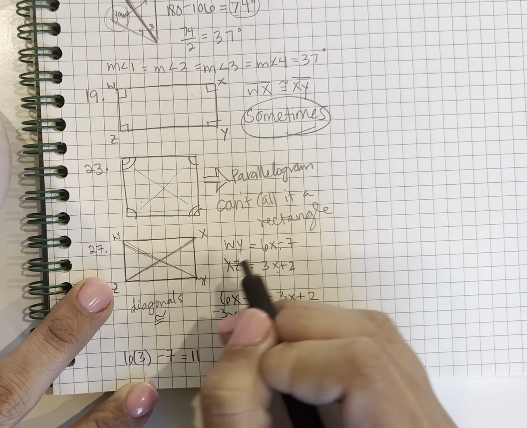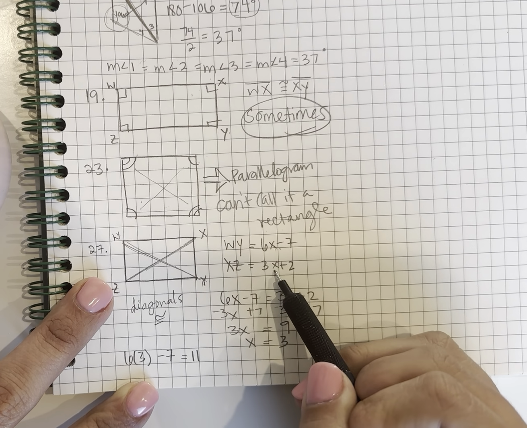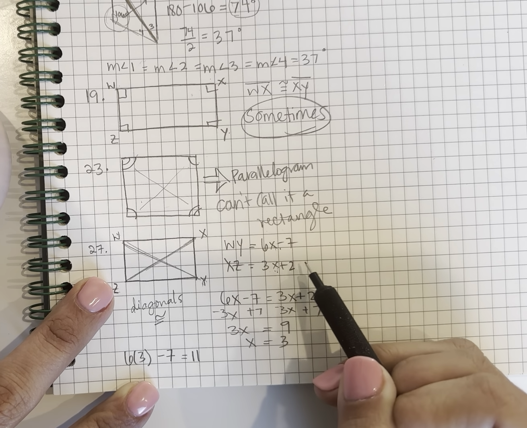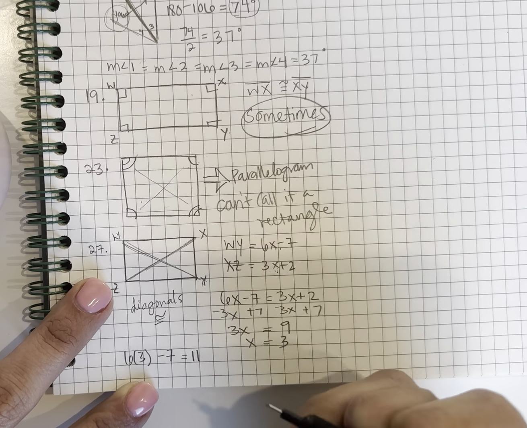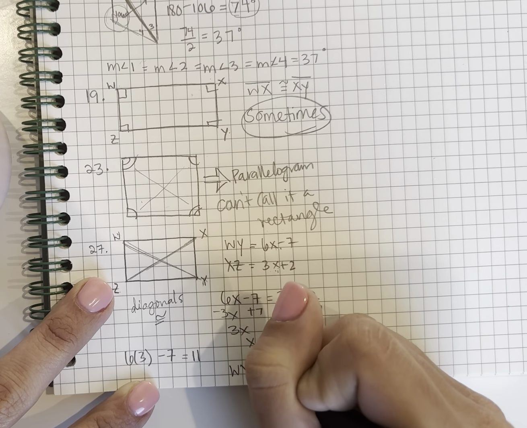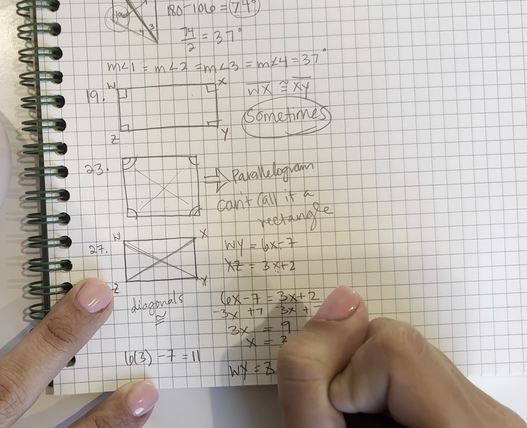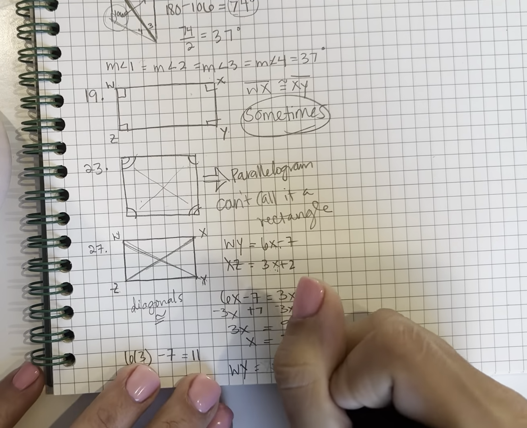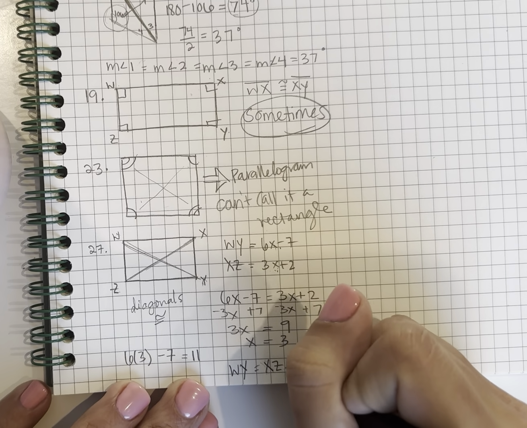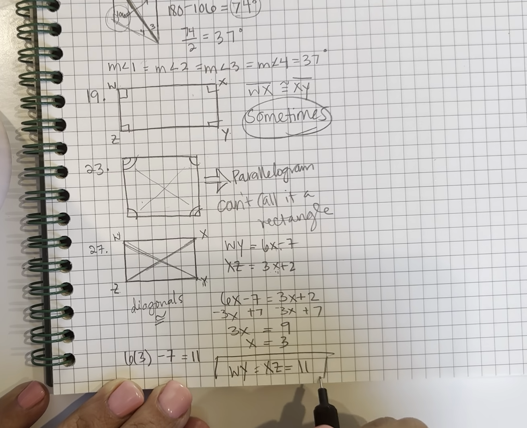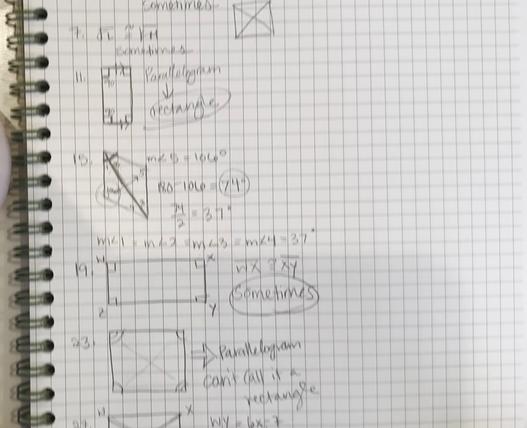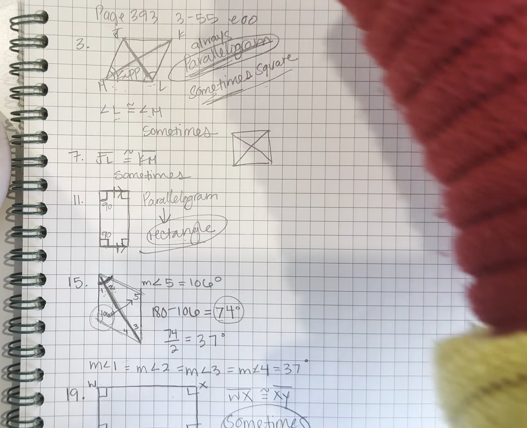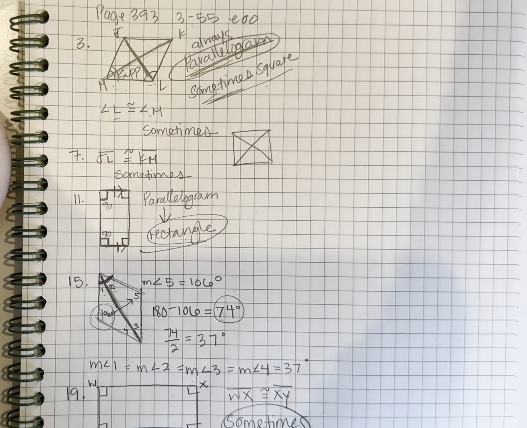And because I know these are congruent, I don't have to plug it into the second one, but if I do, I'll be double checking my answer. So 3 times 3 is 9, and then plus 2 is 11. So WY is equal to, oh my gosh, XZ, which is equal to 11. Okay. All right. 27. So we'll skip 29 and take a look at 31.